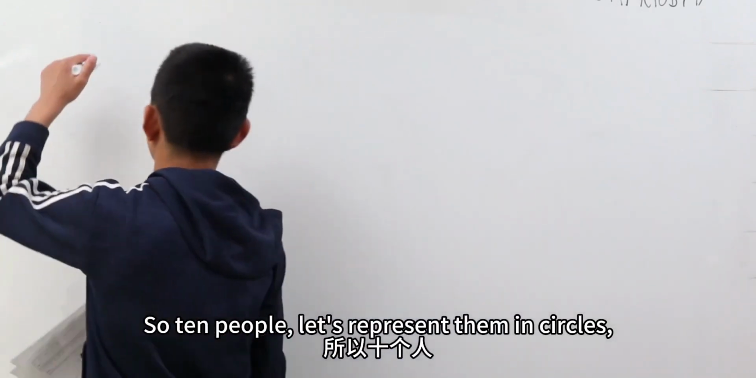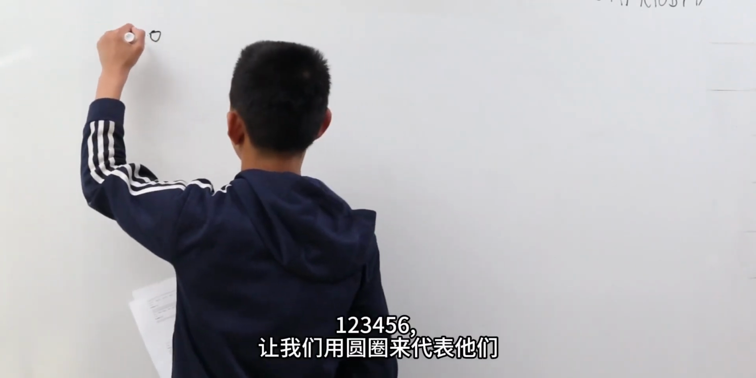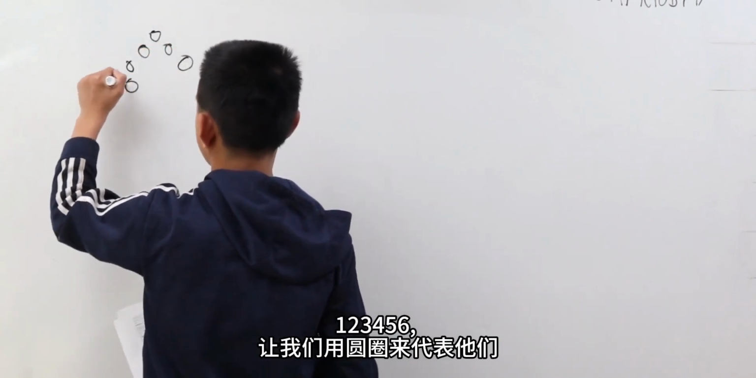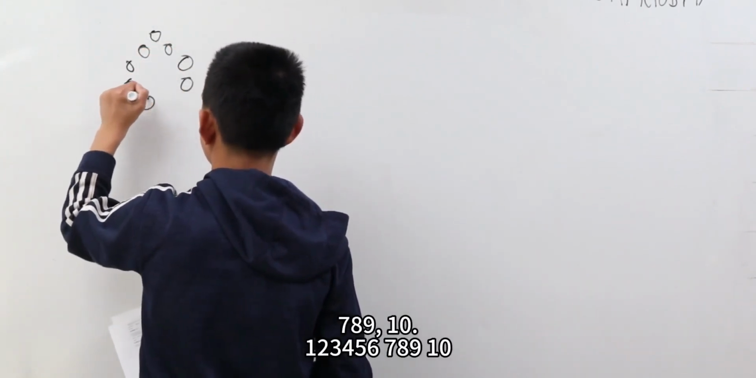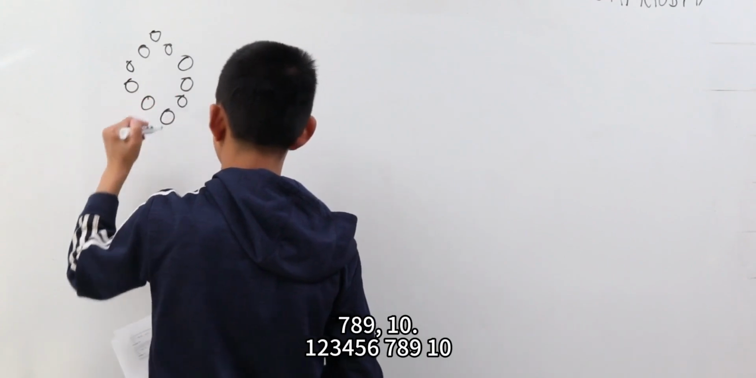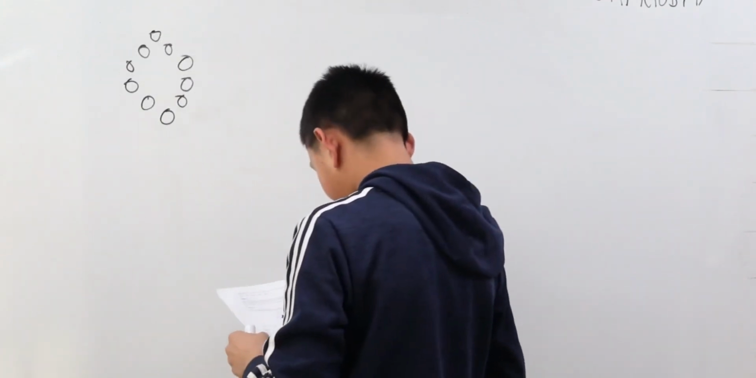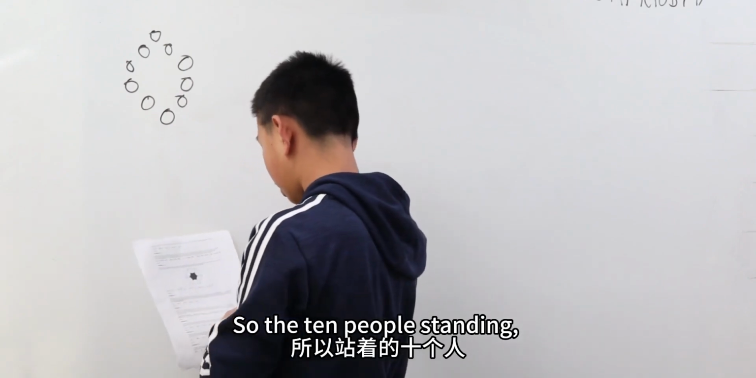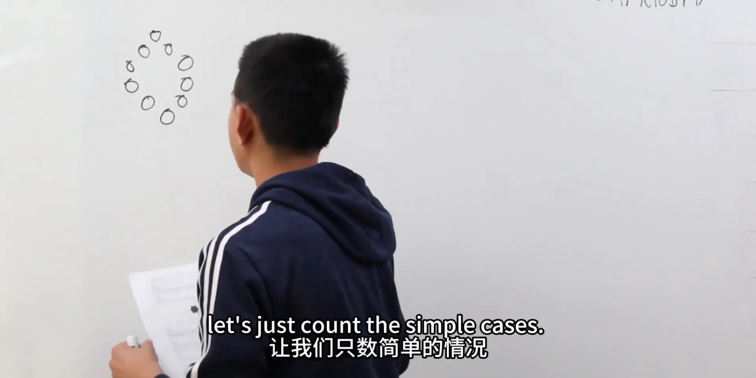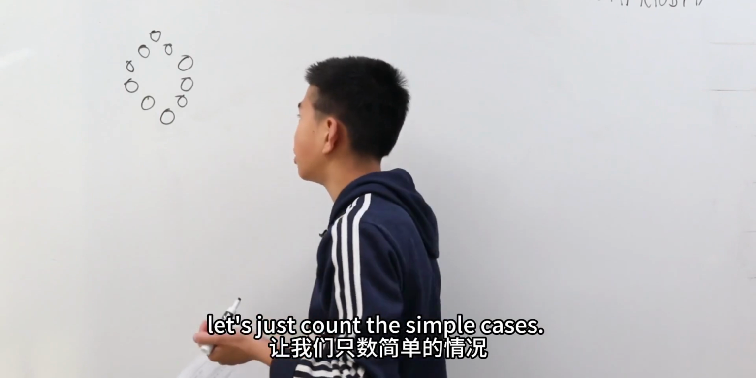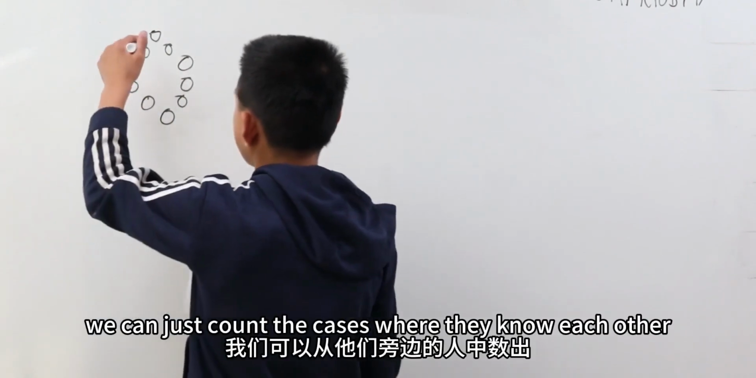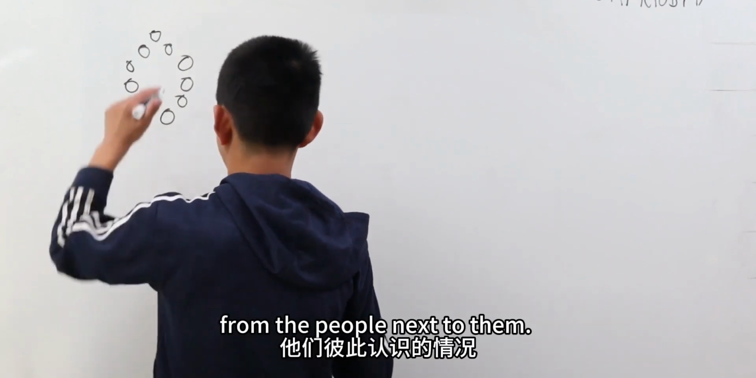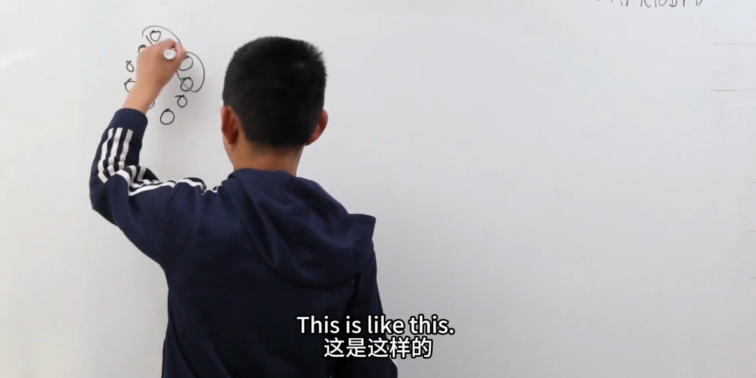So 10 people, let's represent them as circles. 1, 2, 3, 4, 5, 6, 7, 8, 9, 10. So the 10 people standing. Well, let's just count the simple cases first. It's like we can just count the cases where they know each other from the people next to them. It's like this.